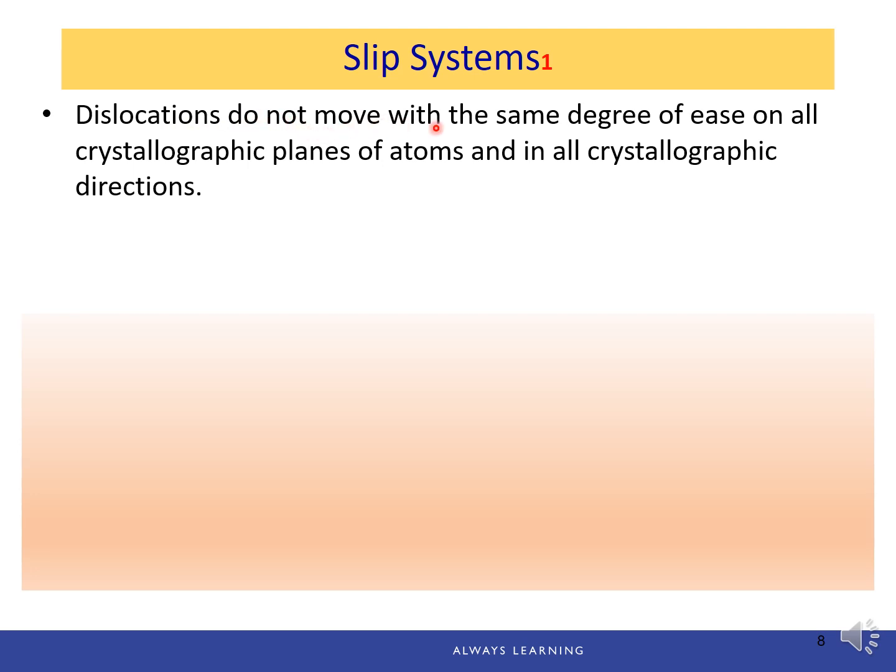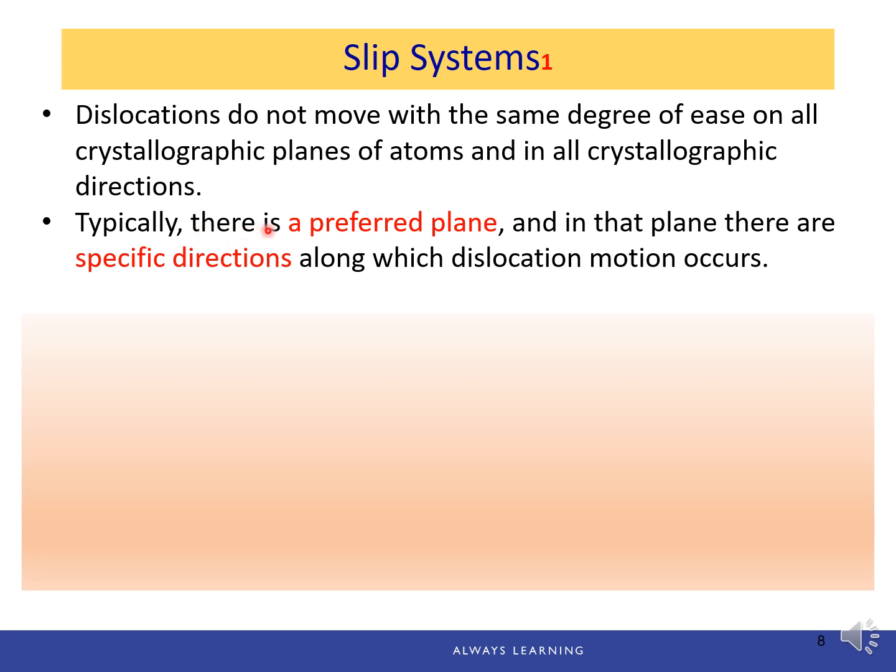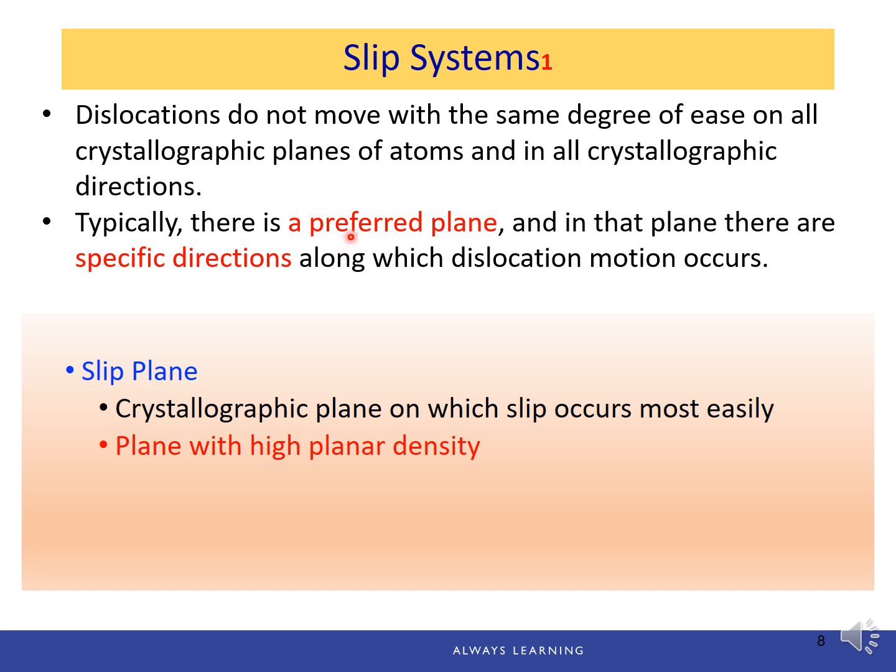Dislocations do not move with the same degree of ease on all crystallographic planes of atoms and in all crystallographic directions. Typically, there is a preferred plane, and in that plane, there are specific directions along which dislocation motion occurs. We call this preferred plane the slip plane, the crystallographic plane on which slip occurs most easily. Usually this is the plane with the highest planar density, which is the close packed plane in the FCC structure and the most close packed plane in the BCC structure, for example.